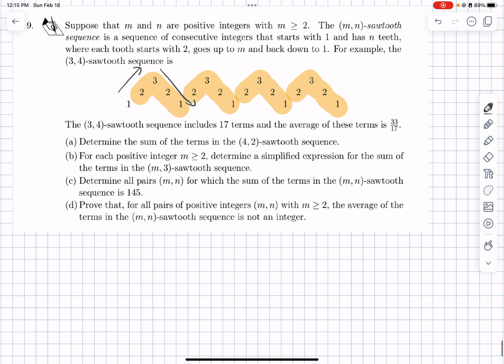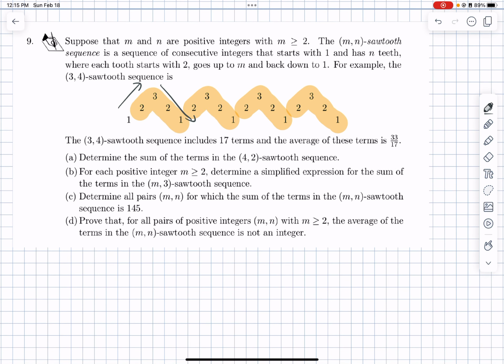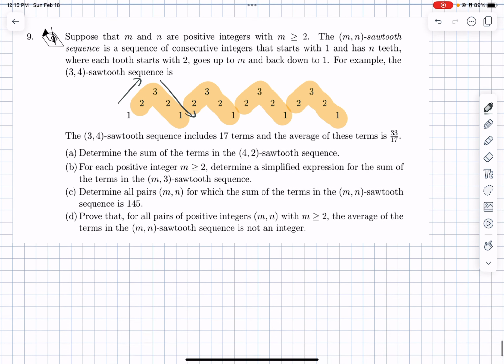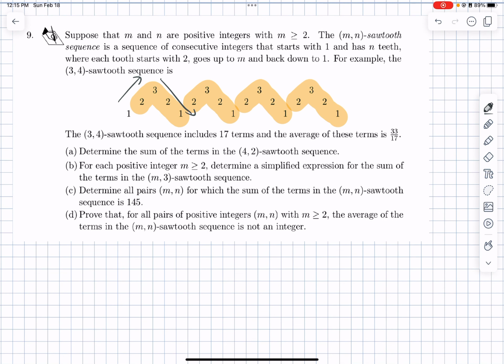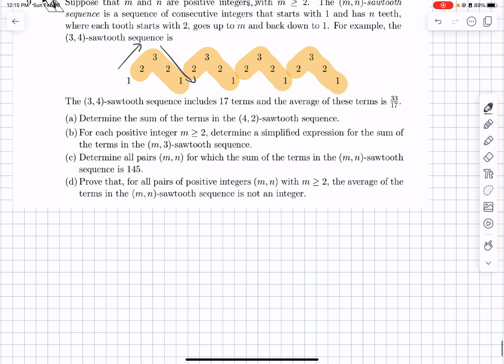So the 3-4 sawtooth sequence that we have here, there's 17 terms, and the average of the terms is 33 over 17. So there's 17 terms, and the sum of the terms is 33, so the average is 33 over 17. So first, for part A, we want to determine the sum of the terms for the 4-2 sawtooth sequence.